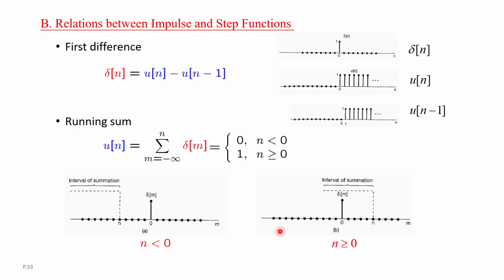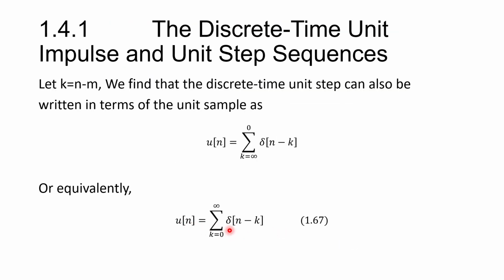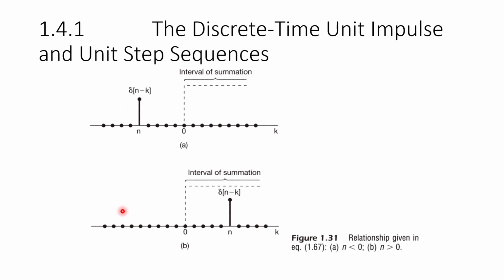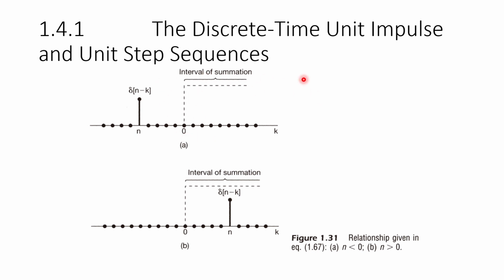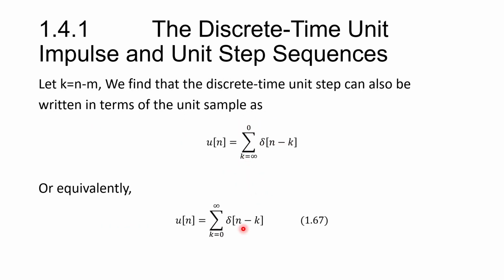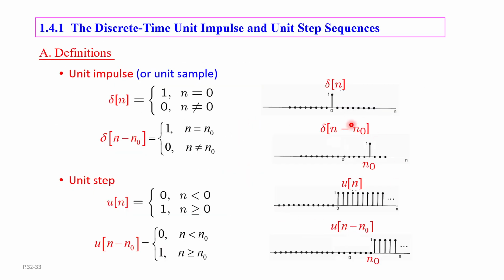So that's another way to see u of n as a summation of delta of n. And I think there are two interpretations here. One interpretation is you can write this as a summation over k, with your interval from 0 to infinity, of delta of n minus k. But I think the more fun way to see this is we go back here.